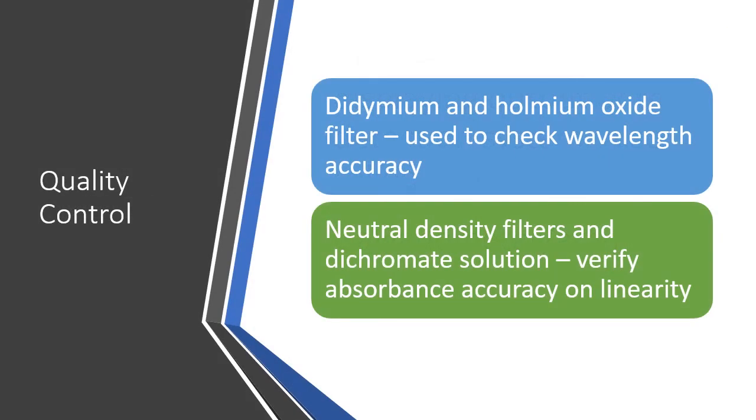Now, for quality control, gumagamit tayo ng didymium and holmium oxide filter, which is used to check for wavelength accuracy. And you have your neutral density filters and dichromate solution, which verifies the absorbance, accuracy, and linearity.